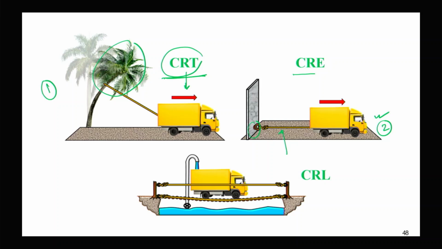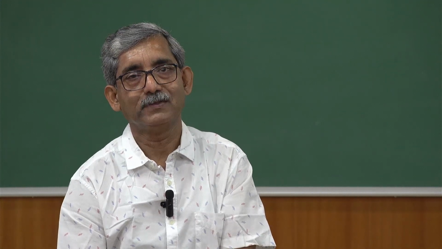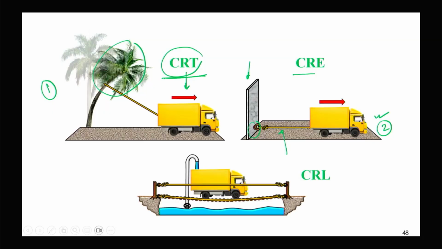The difference between constant rate of elongation and constant rate of traverse is that in constant rate of elongation, one end, represented by the wall, is fixed and the other end moves at constant rate. But in constant rate of traverse, both the ends are moving, but the truck end moves, that is traverses, at constant rate. That's why this is called constant rate of traverse. One should not get confused between them.